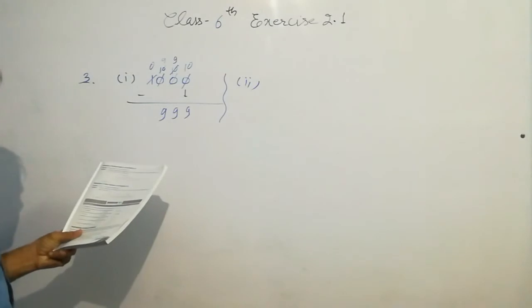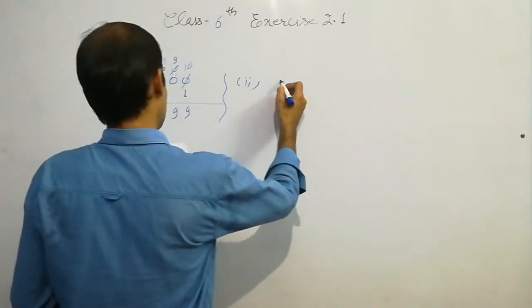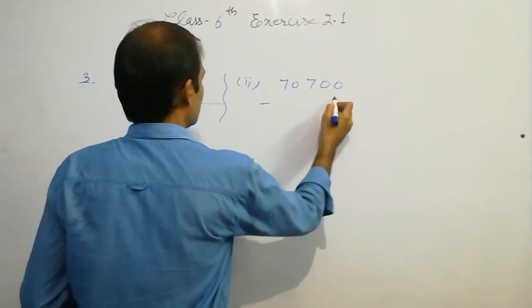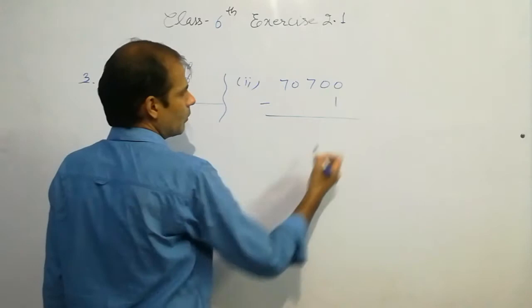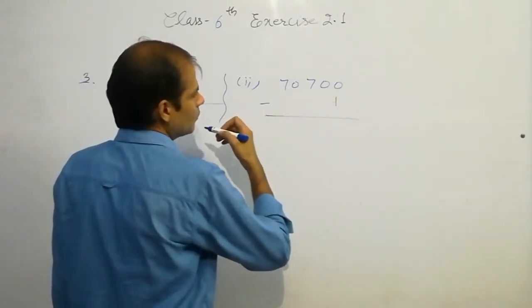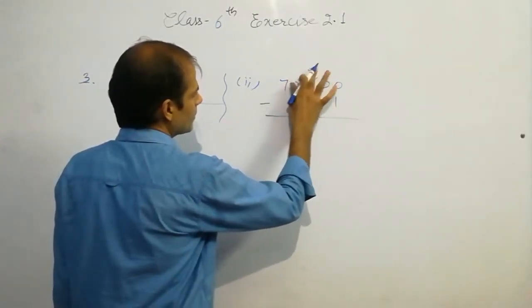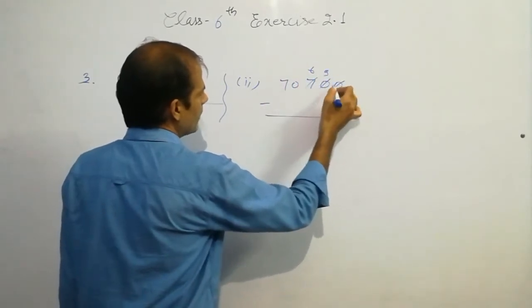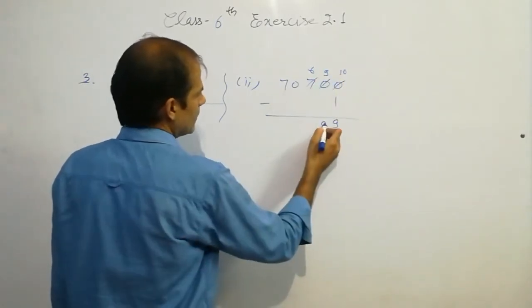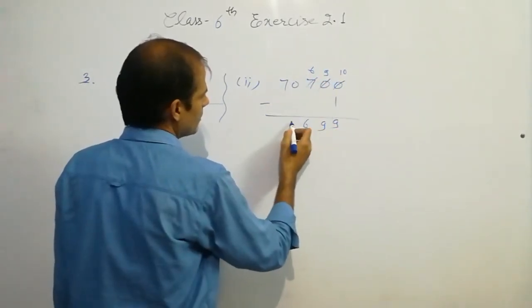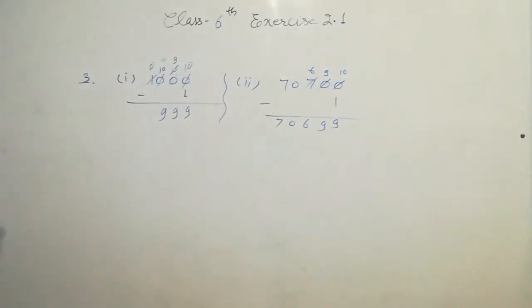Second part, 70,700 and perform the subtraction. Again you cannot perform 0 minus 1, so you have to take borrow from this 7, it becomes 6, it becomes 9, it becomes 10. Now 10 minus 1, 9, this is 9, this is 6 0 7. So the predecessor is 70,699. Okay, note it down.